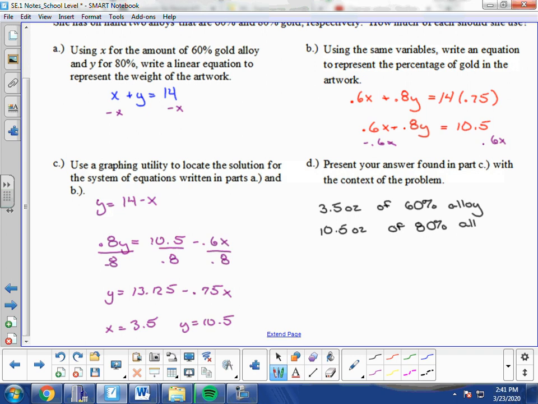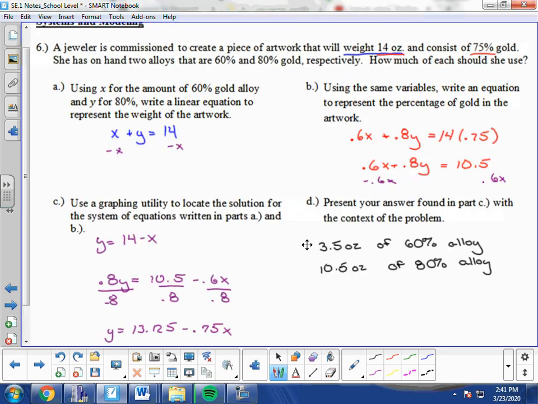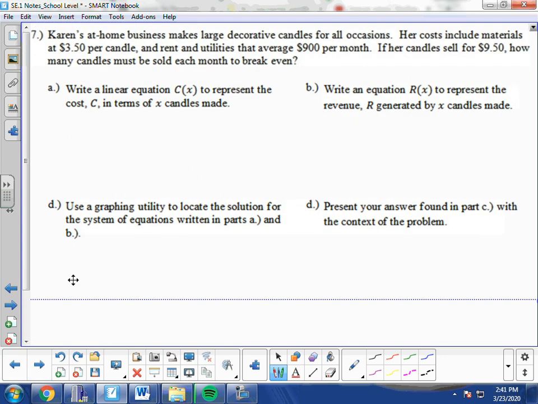And we could go back and we could check this again. We could go back to our original equation here and put in X that's 3.5 and 10.5, and we'd see that it's 14. We could go back and put it in this equation and see that that would equal 10.5. So in order to make a piece of artwork that weighs 14 ounces and is 75% gold, she has to use 3.5 ounces of the 60% alloy and 10.5 ounces of the 80% alloy. Let's take a look at another problem where it's broken down like that.